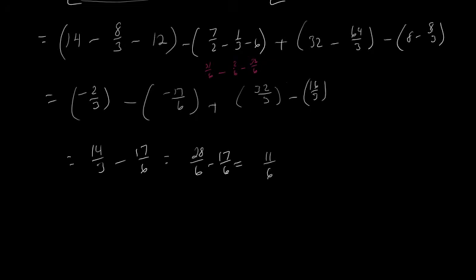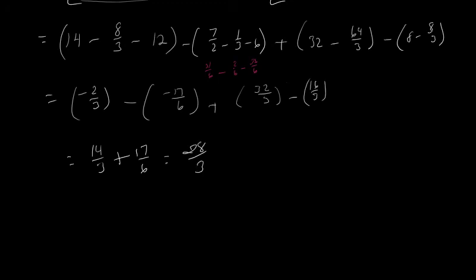11 sixths. But wait, I just saw an error that I made. Did you guys catch it? I hope you did. This is actually incorrect. We need to adjust that sign. So let me get rid of all of this. Subtracting a negative creates a positive. We all know that. So this is supposed to be plus, because we have minus a negative there, right? So that's plus 17 sixths.